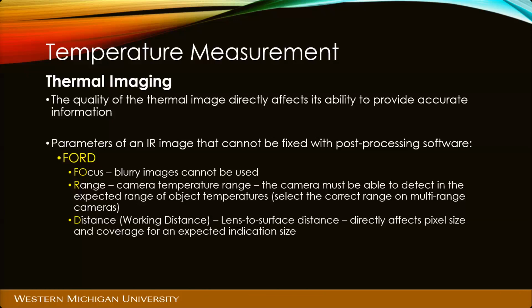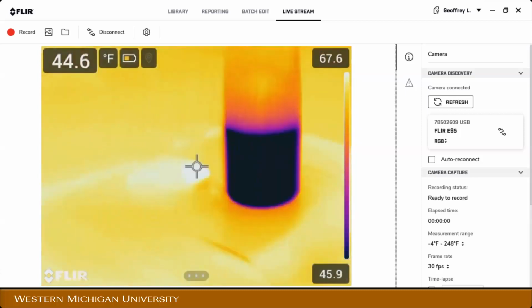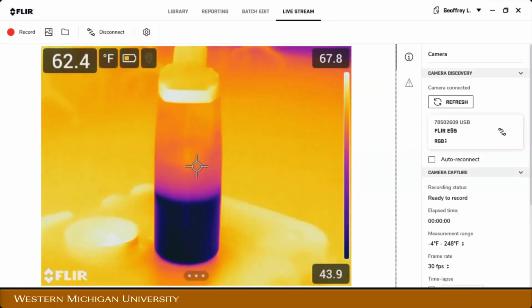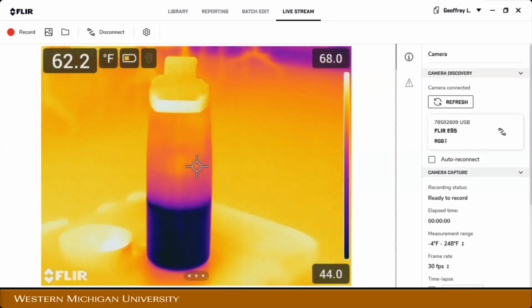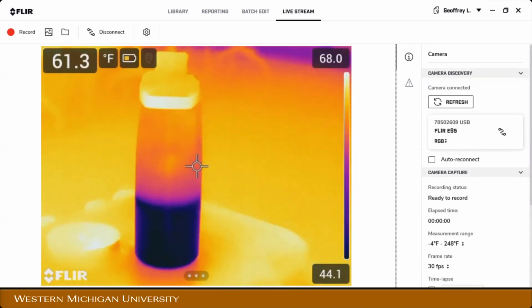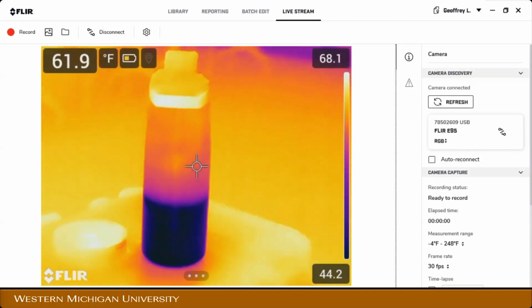The next, the R, is range. And this is not the scale that's on the image. A lot of people confuse scale and range. And what I mean by that is if I, again, look at my water bottle here. On the right side of the screen, you can see it goes from roughly 43 degrees at the coldest point in this image to 68.1 degrees on the right. That's the scale. That is not the range. Okay. The scale we can play with after the fact.